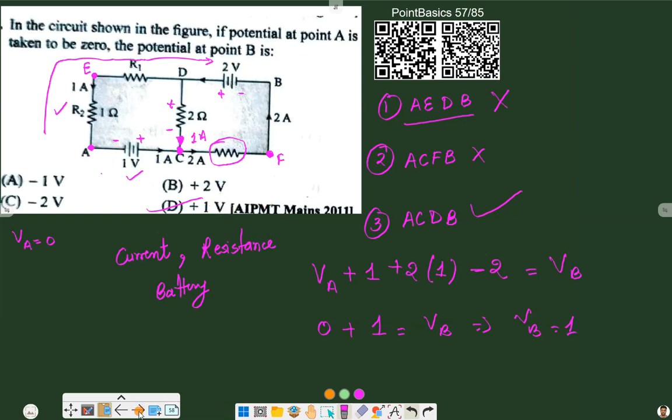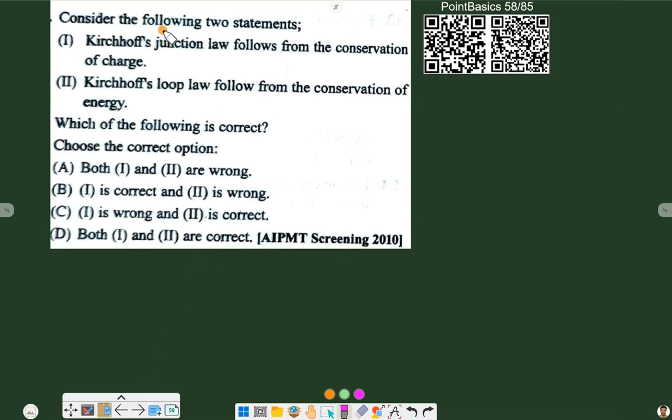Moving to the next one. Consider the following two statements. Kirchhoff's junction law follows conservation of charge, and loop law follows conservation of energy. Yes, both of these are true, because in the junction law total current is conserved. We can say I1 plus I2 is equal to I3. Total current in a junction is conserved, or incoming current is equal to outgoing current. And what is incoming current? It is charge per unit time. And what is outgoing current? It is also charge per unit time. So it is effectively a conservation of charge.